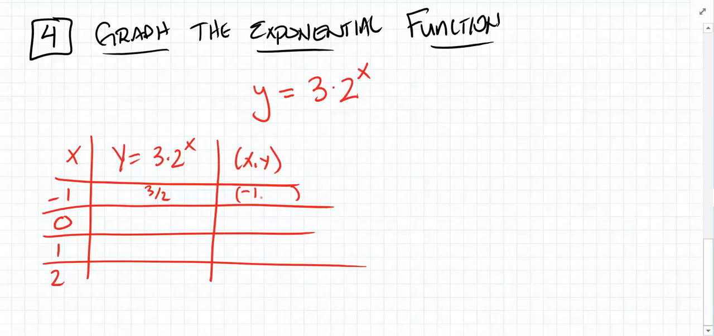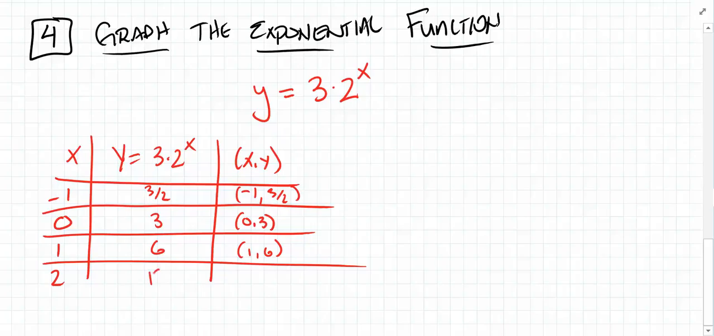Now, what if I plug in a 0? What's 2 to the 0? 1. What's 3 times 1? 3. So I know the point 0, comma 3 is on the graph. Plug in 1. What's 2 to the first? 2. 2 times 3 is 6. So the point would be 1, comma 6. You guys heard that part? Do 2 one more. 2 squared is 4. 4 times 3 is 12. So then the point 2, comma 12 would be on the graph.